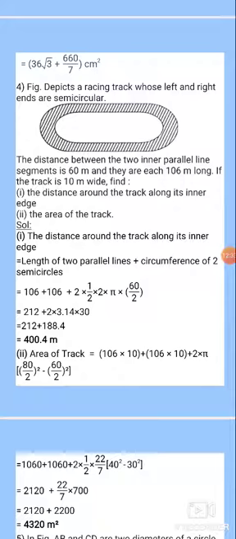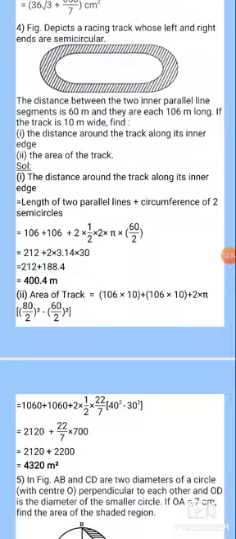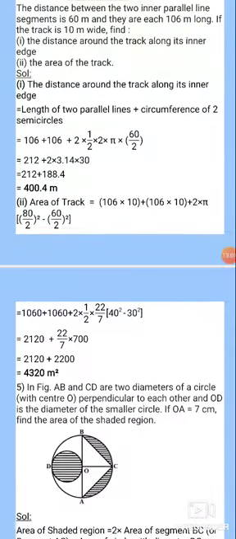30 square. That is 2120. Sum of that 1060 plus 1060. 2 and 2 are cancelled. Last 22 by 7 into 40 square 1600 minus 30 square 900. When you subtract, what? 700. 700 and 7 cancelled, 100. So 2120 plus 2200 is equal to what? 4320. Now the next question, listen.